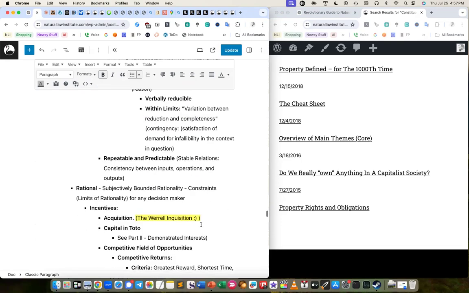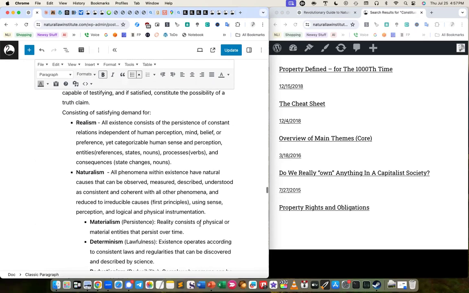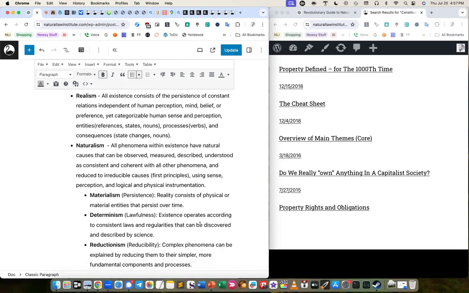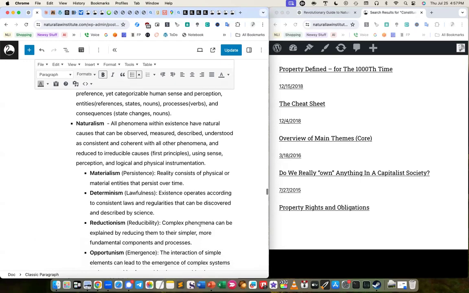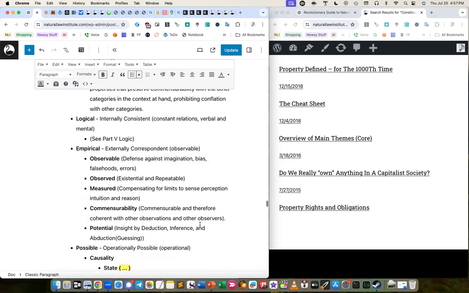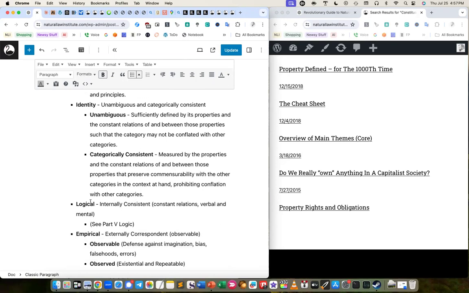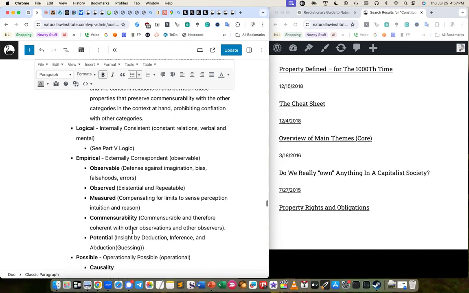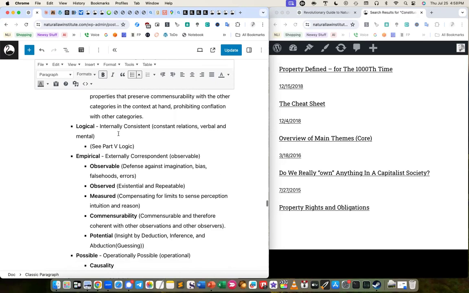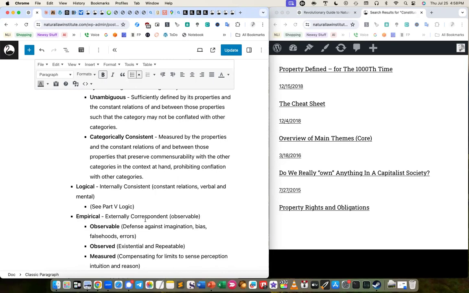So let's go out here and just start from the top. Okay, we're in the context of satisfying the demand for testifiability, or realism, naturalism, identity, internal consistency. I always wonder, should it be identity, consistency, meaning logical, or logical, meaning internally consistent? In other words, which is the right order for these two things? Logical and empirical, internally consistent, right?